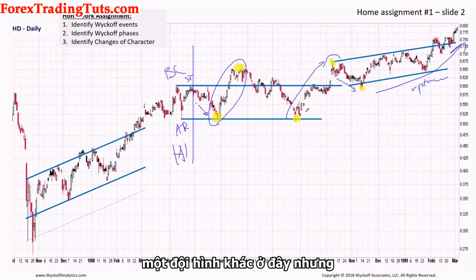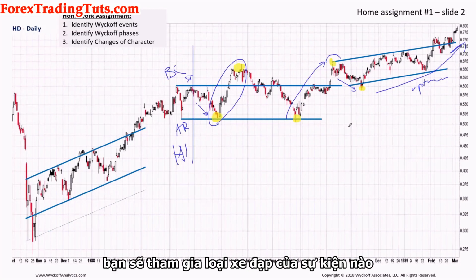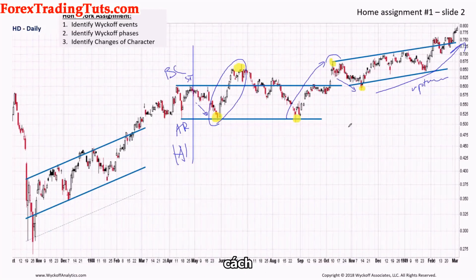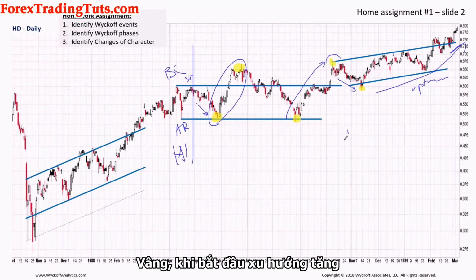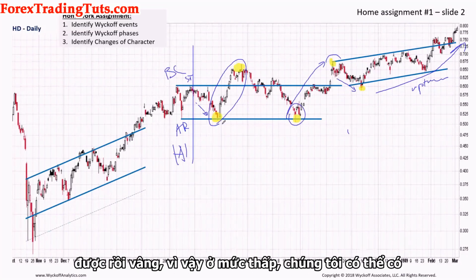Yeah, there is another formation here. But what phase would we be in, and what kind of Wyckoff events would conclude the trading range in this manner? It's probably a spring. Where? From the beginning of the uptrend. Give me a timestamp. Which month? September. Okay, so this one right here? Yeah. Okay, so at the low, we probably have a spring.